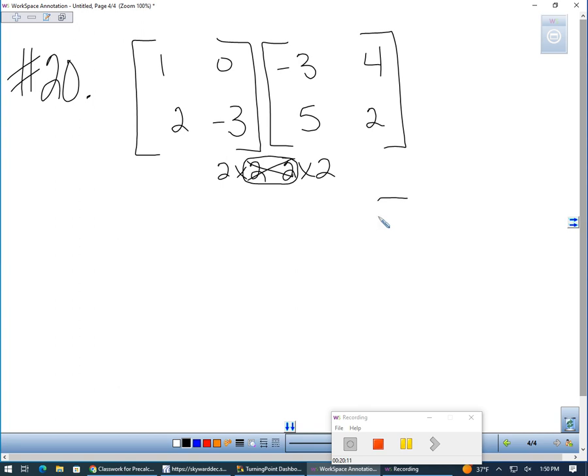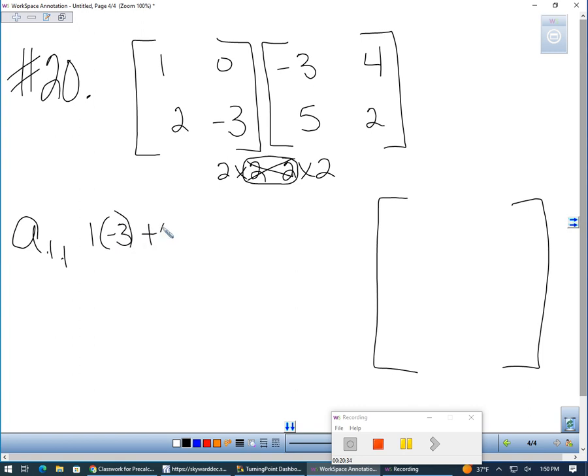I'm going to do this one the other way that I've seen some students prefer it. So here's my end matrix, right? It's a 2 by 2. So we're going to start by doing this spot. This is my A11 spot, which means row 1, column 1. So I'm multiplying row 1 times column 1, which is 1 times negative 3 plus 0 times 5. So 1 times negative 3 is negative 3 plus 0, so I have a negative 3 in the first spot.